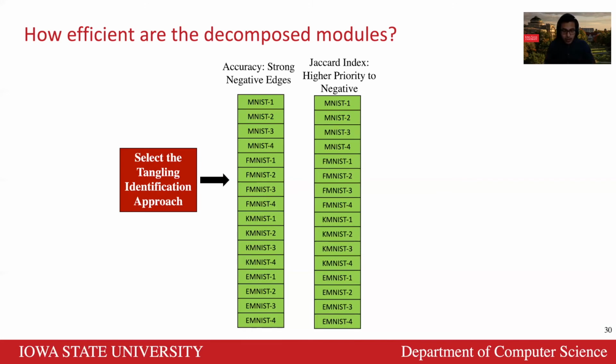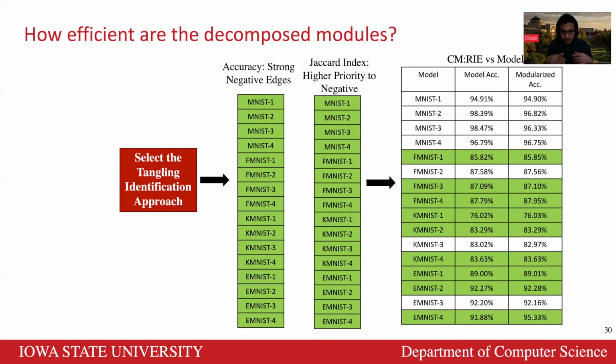Now, we apply the tangling identification approach, which is the strong negative edges, to the constant modularization technique. Out of the 2 constant modularization techniques, the one with removing irrelevant edges performed the best. We found that the accuracy after decomposing loses 0.01% on average. Also, in 9 out of 10 cases, we are able to increase or get the same accuracy as the trained model.